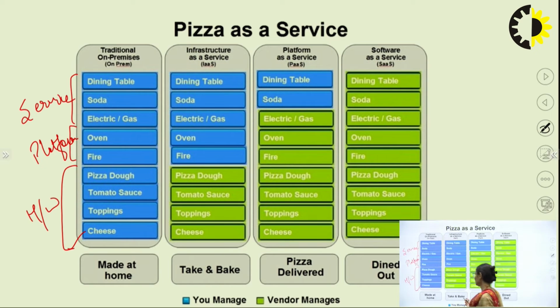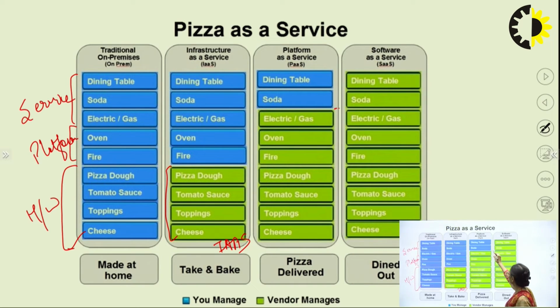So if we talk about take and bake, that is your IaaS model. This could be compared with the IaaS model. Then in this case, the infrastructure is with the CSP, that is with the third party. So in take and bake, what you are purchasing, all these things are present at your premise. Then in the case of the pizza delivery service, you are having only the pizza delivered.